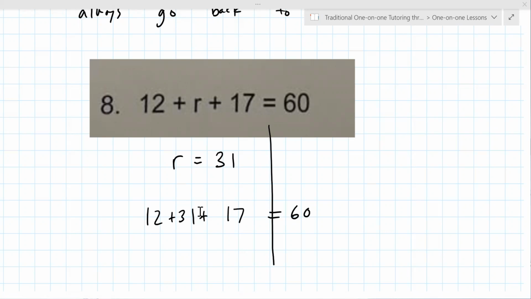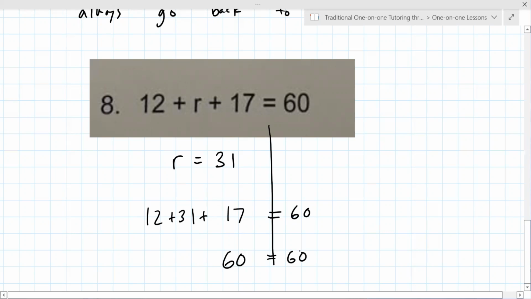So is 12 plus 31 plus 17, is that 60? And you really want to treat it, and this is the hard part, like it is wrong and really make sure that you don't just say, oh yeah, it's 60. It's very easy on a test to do that.